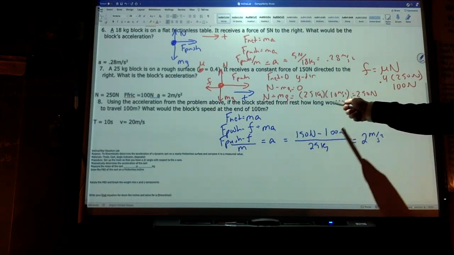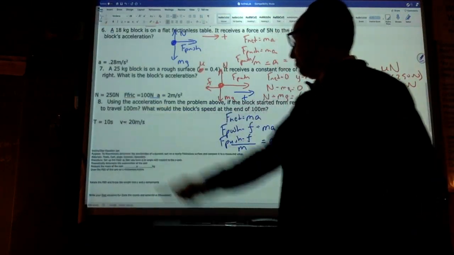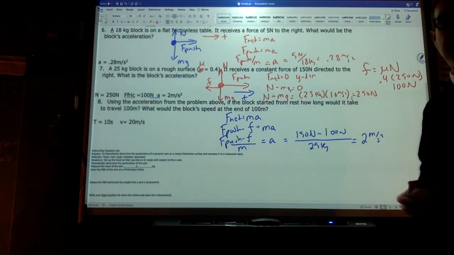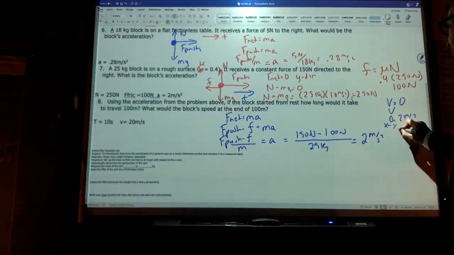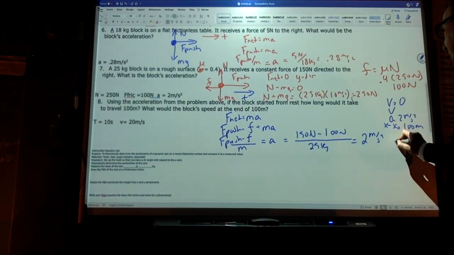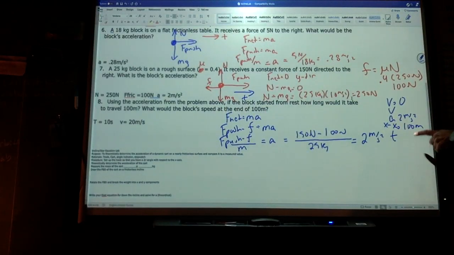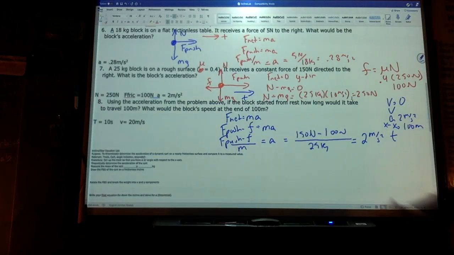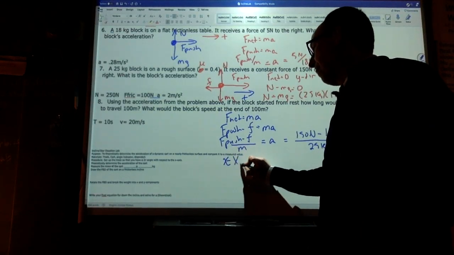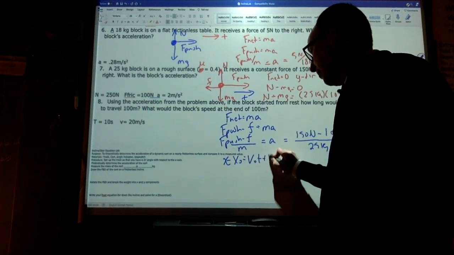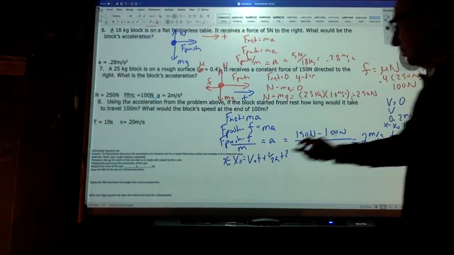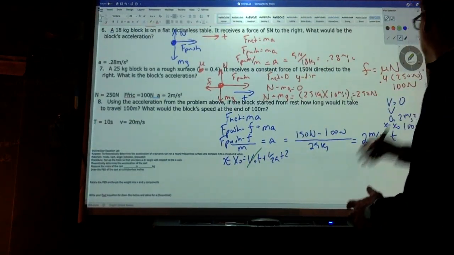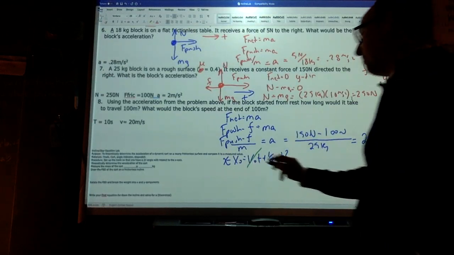And again, starting from rest, how long would it take to travel 100 meters? And then what's my final velocity? So again, my initial velocity is 0. My acceleration is 2. My distance is 100 meters. And I want to know both my time and my velocity. So I would do x minus x naught equals v naught t plus 1/2 at squared. I would cancel out my v naught t. I would multiply by 2, divide by a, and square root.